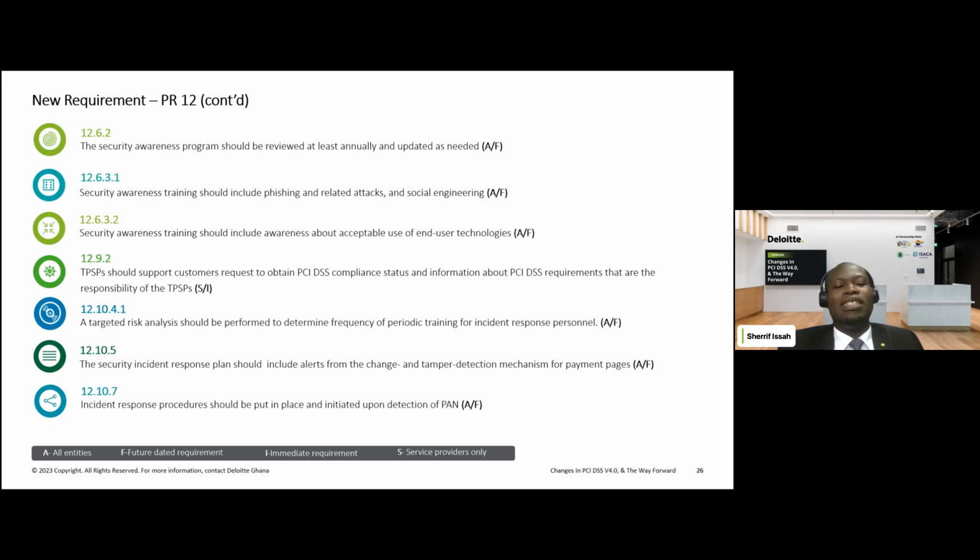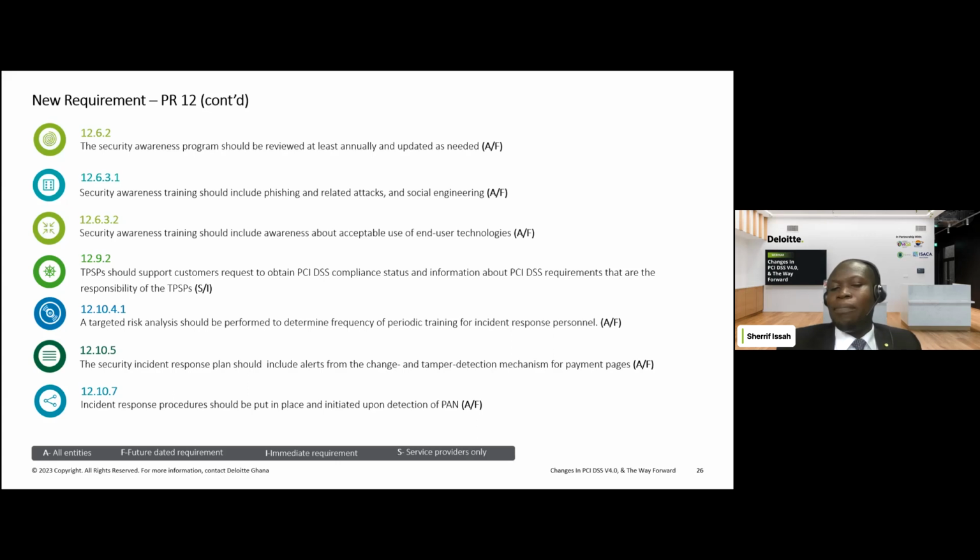Then section 12.9.2 says that third-party service providers should support customers' requests to obtain PCI DSS compliance status and information about the PCI DSS requirements that are met, that are the responsibilities of these third-party service providers. So let me explain this way. This requirement is specifically for service providers. Within the PCI DSS space, if an entity outsources a service to a service provider or vendor, let's say storage, so entity A outsources its card data storage to third party B, third party B will be responsible for the controls pertaining to storage of cardholder data. So that responsibility sits with the service provider.